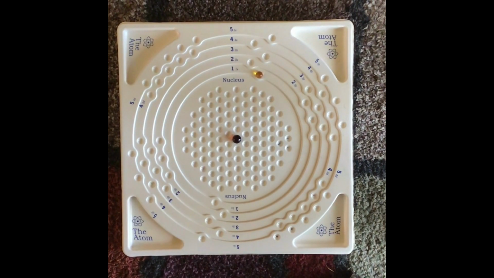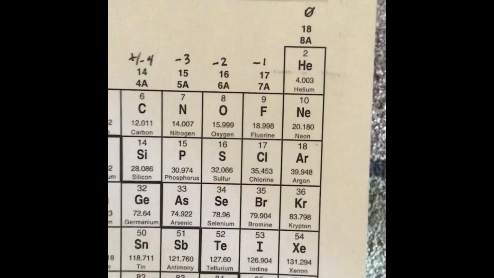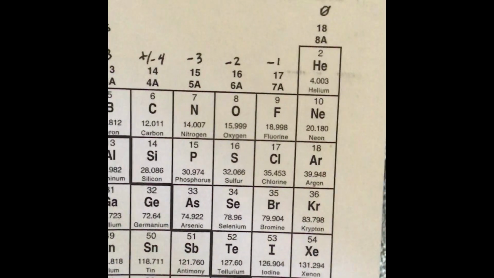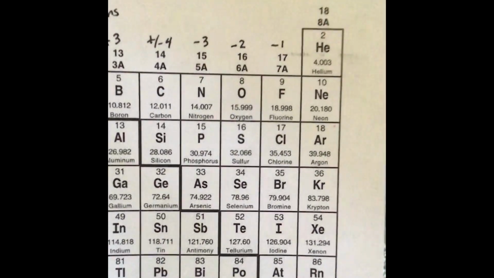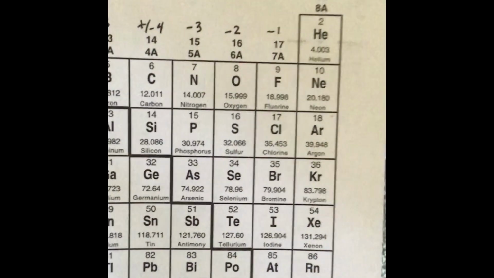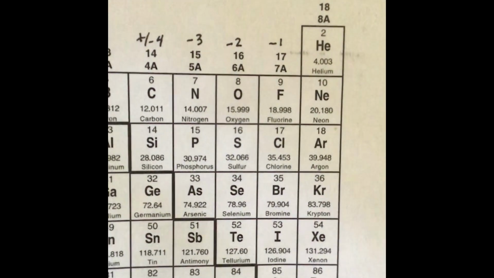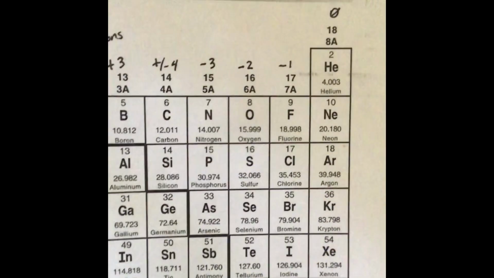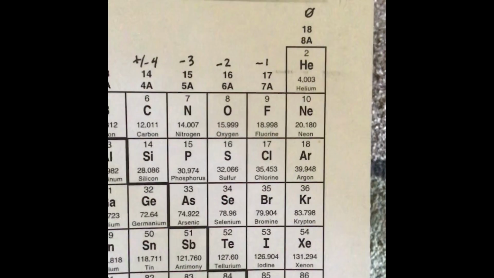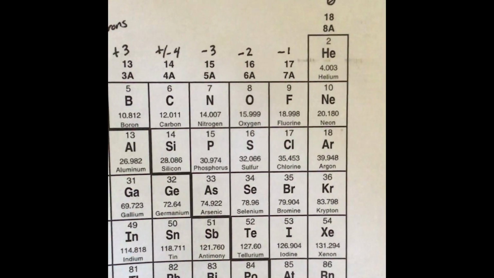Let's look at helium on the periodic table. Helium has an atomic number of 2, so it's going to have 2 protons. But its mass number is going to be 4. If we take 4.003, we round that off to the nearest whole number. That's going to be 4. So in other words, there's going to be 4 marbles, or 4 protons and neutrons, in the nucleus. 2 of them are going to be protons, so 2 of them are going to be neutrons. We're also going to have 2 electrons because this is an atom.